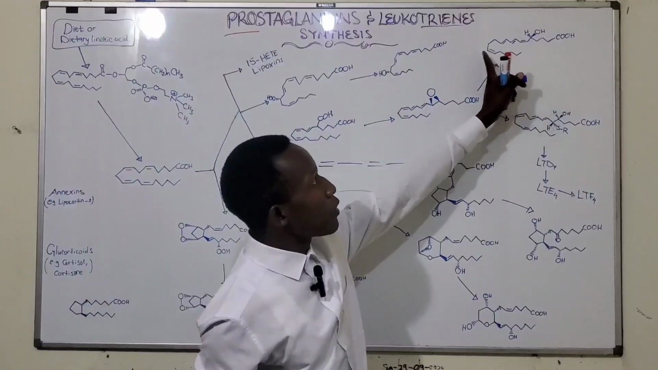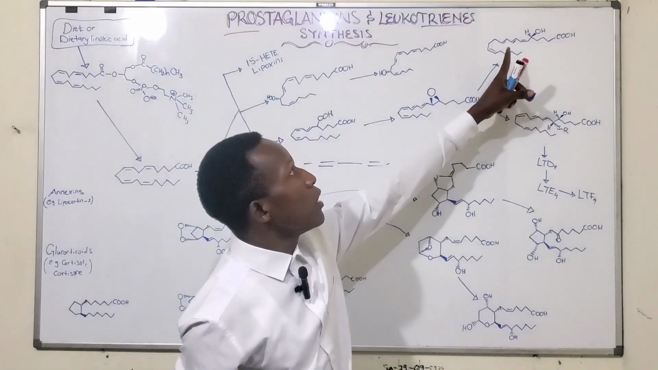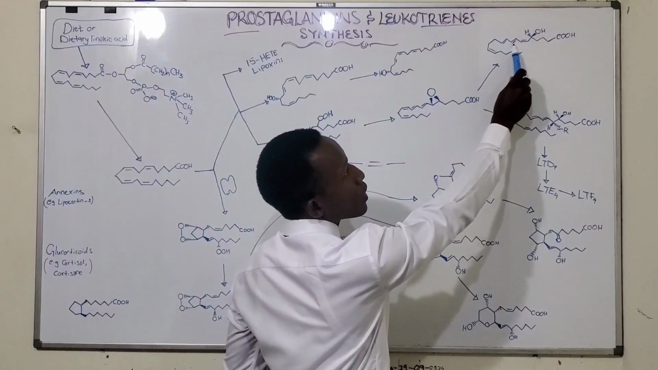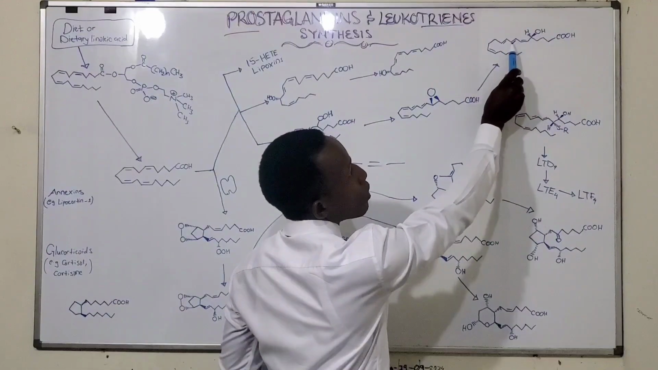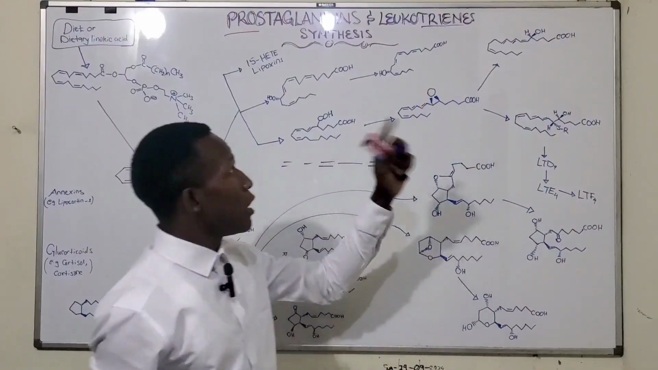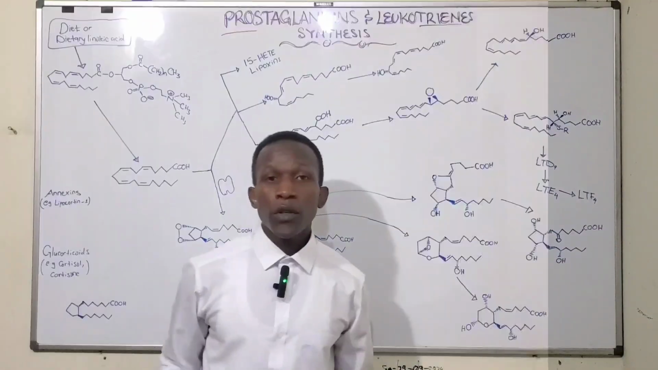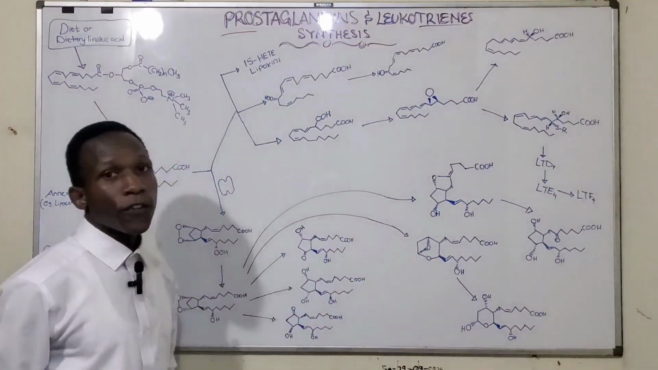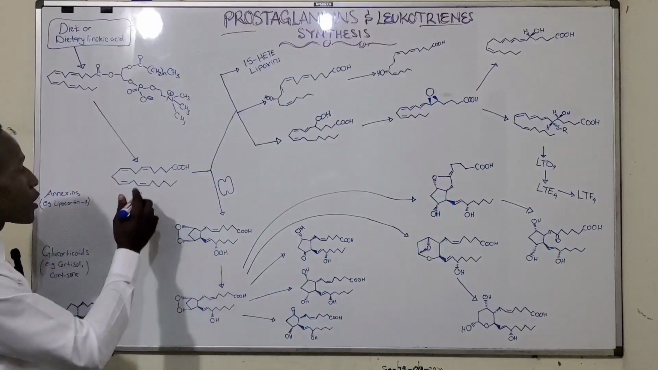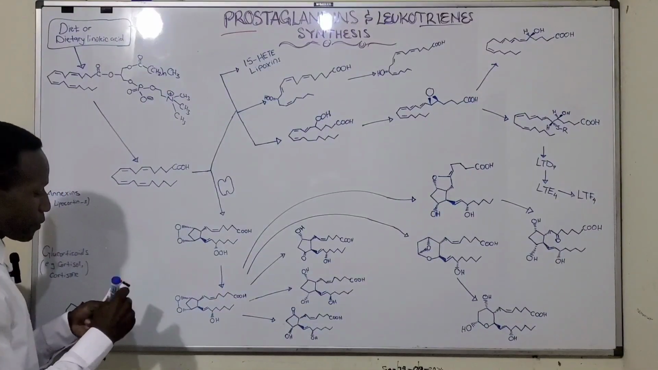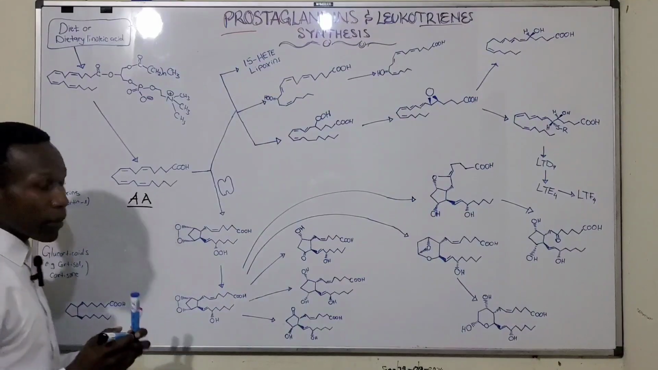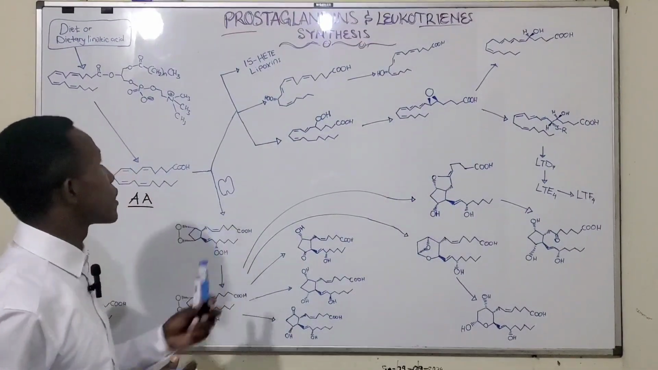For example, we have this structure. This is a leukotriene because it has 3 conjugated double bonds. This one, then single bond, double bond, single bond, double bond, like that. Those are leukotrienes. Prostaglandins are synthesized from different fatty acids, but mainly from arachidonic acid. This is arachidonic acid, the main precursor of these prostaglandins.